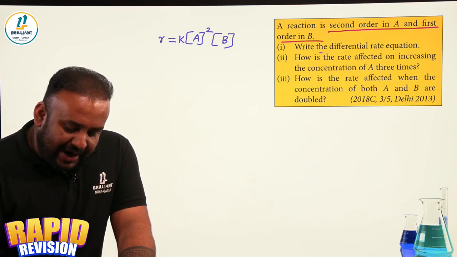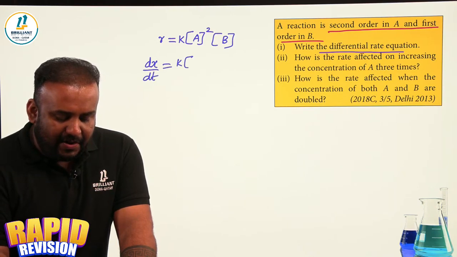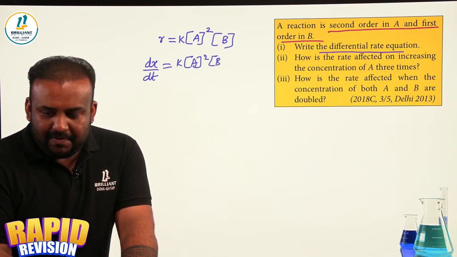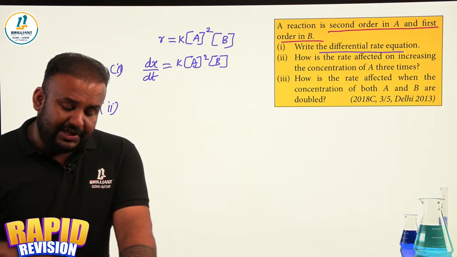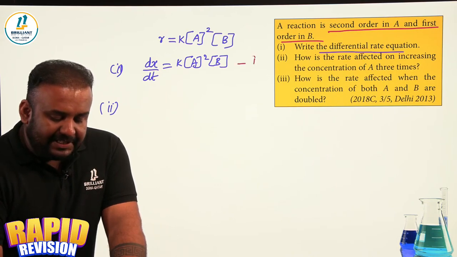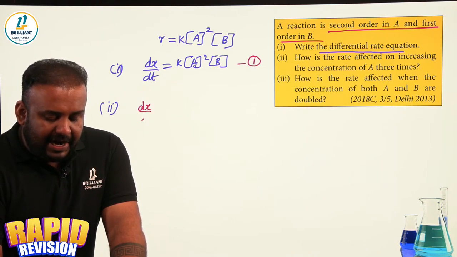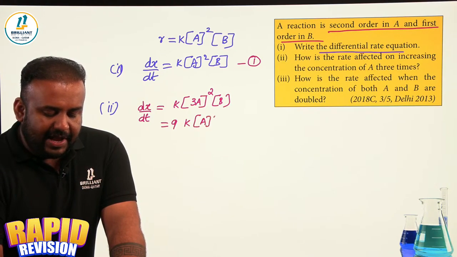Right. So write the differential rate equation: dx/dt = k[A]^2[B]^1. So that is the first part of the question. Second part: how is the rate affected on increasing the concentration of A 3 times? Very easy. Let this be the first equation. So dx/dt, the rate, is equal to k times, as they are saying you increase the concentration of A 3 times, so it will become (3A)^2 into B. So that will become 9 times k[A]^2[B].